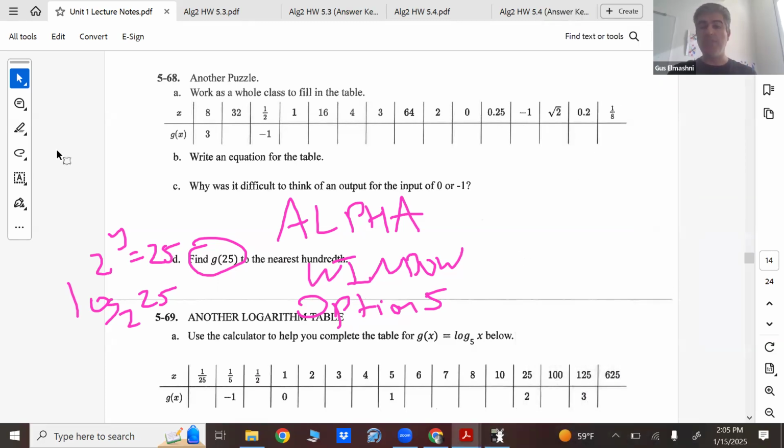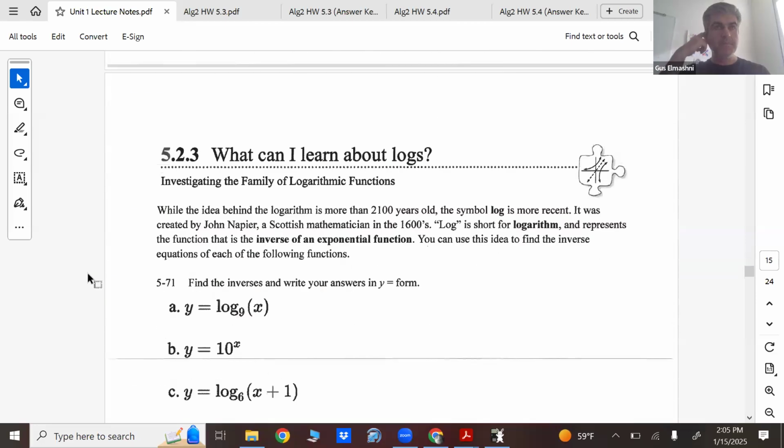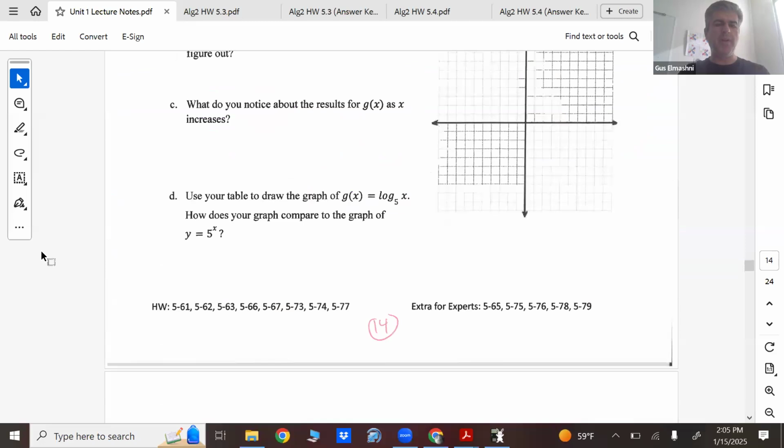I'll tell you, this case is 2 because of 100th. So 4.64. We're cool. All right. Okie dokie. Let's keep moving. $4.64. Yeah, sorry, I'll undo.